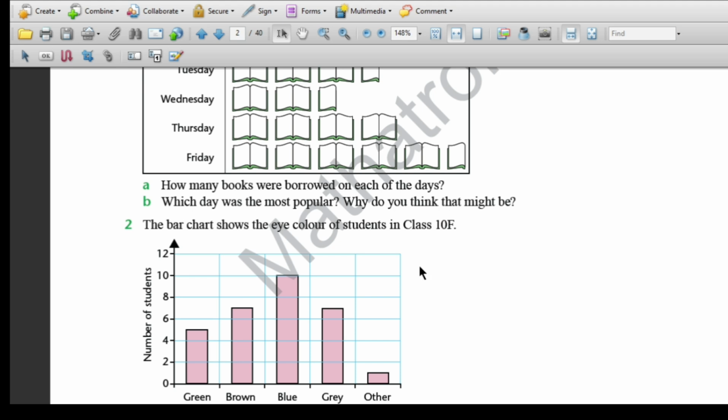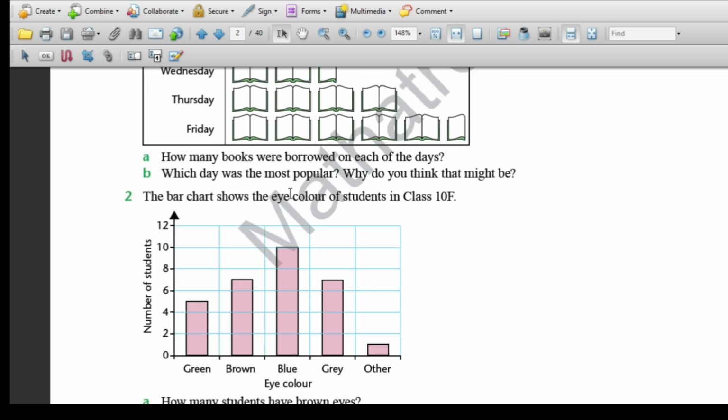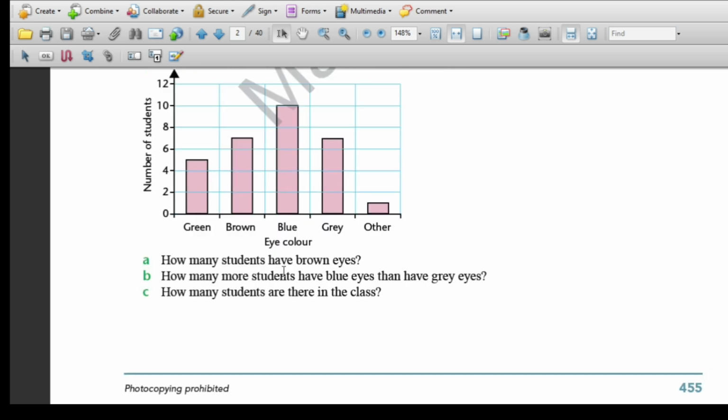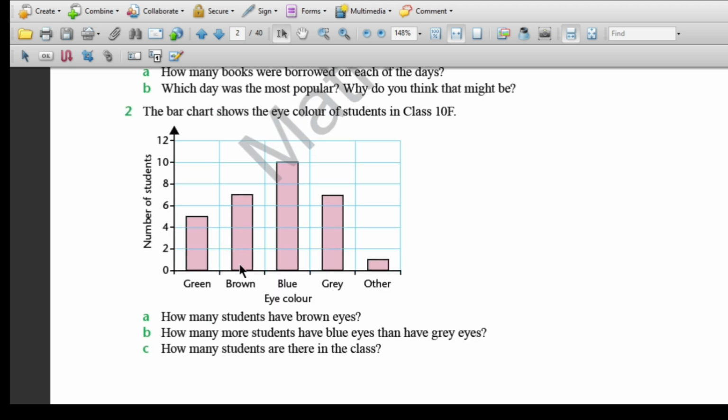In question number 2, the bar chart shows the eye color of students in class 10F. These are the different colors: green, brown, blue, gray, and others. How many students have brown eyes? There are 7 students with brown eyes. How many more students have blue eyes than gray eyes? 10 students have blue eyes and 7 students have gray eyes, so the difference is 3. So there are 3 more students with blue eyes as compared to gray eyes.